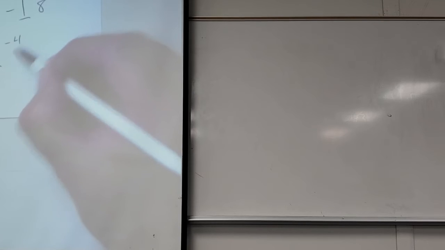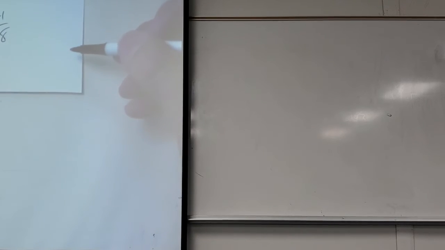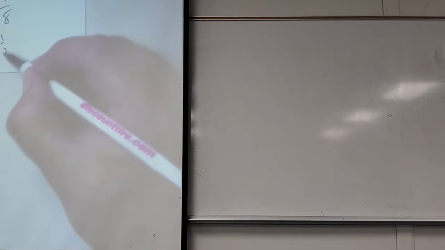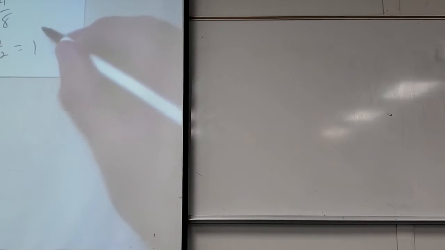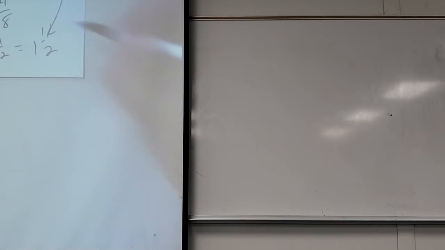3 minus 1 is 2, right? 3 minus 7 is -4. So I had 2 and -1/2. So what is a half below 2? 1.5. Same answer.